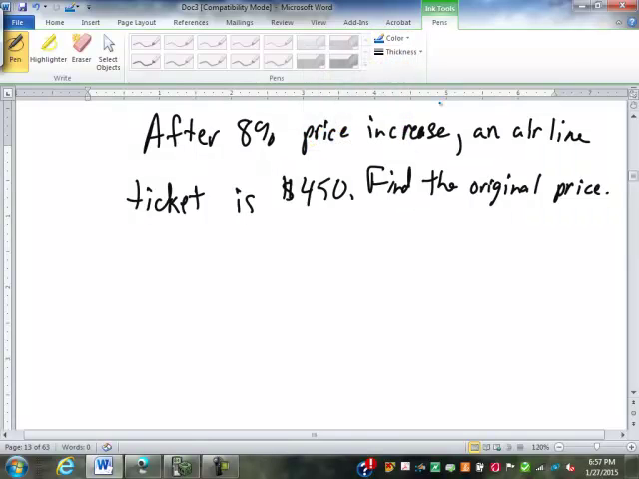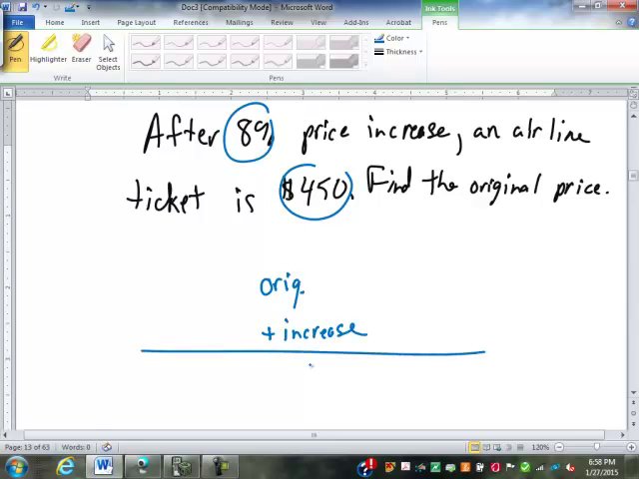What did you guys get for answers? How many of you got 414? Okay. That's the answer I expected, but it isn't right. Let me show you why. The 8% does not come out of the 450. Most people would jump to find 8% of 450 and subtract it. Problem is, the 8% came off of the original price, not the new price. So the original price plus the increase gave us the new price.